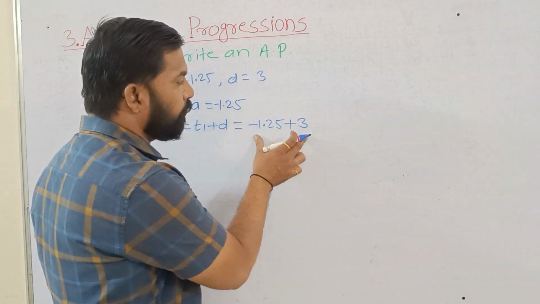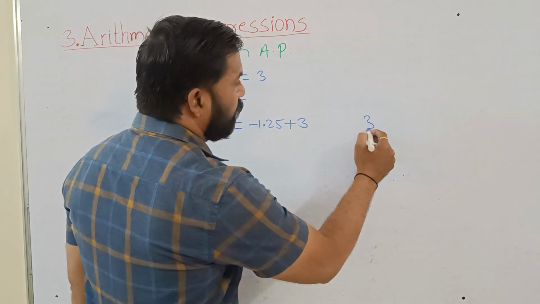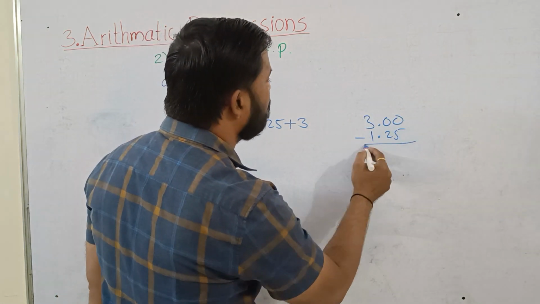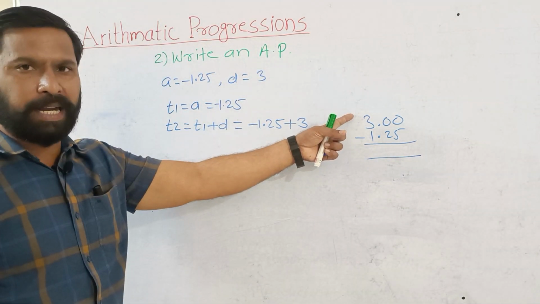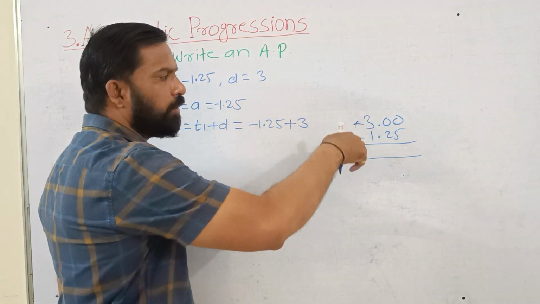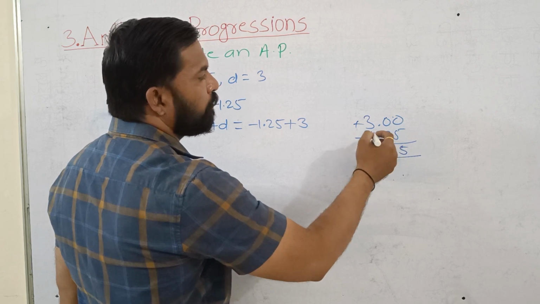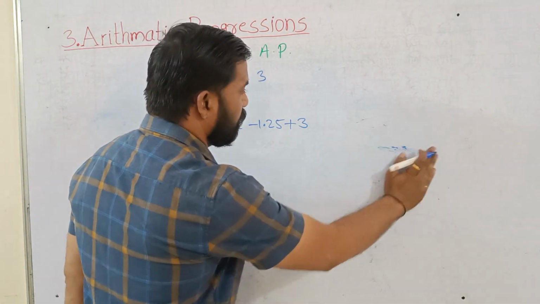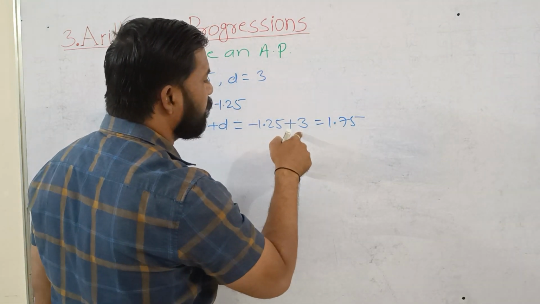So to subtract them, why am I going to subtract? Because one is negative and one is positive. 3.00 minus 1.25. Why am I writing 3.00 upside? This is the rule of subtraction. The greater number should be upside, the smaller number should be downside. We are subtracting them because their signs are different. 10 minus 5, 5. 9 minus 2, 7. It will be 2 minus 1, 1. The answer will carry the sign of the greater number. So your answer is 1.75 because 3 is greater and it is positive.